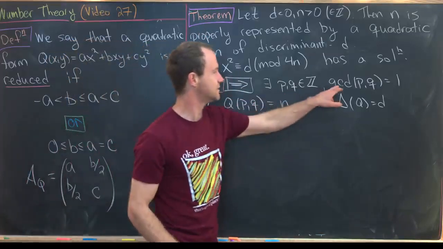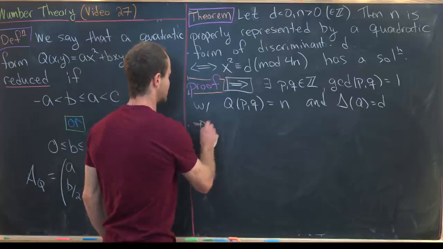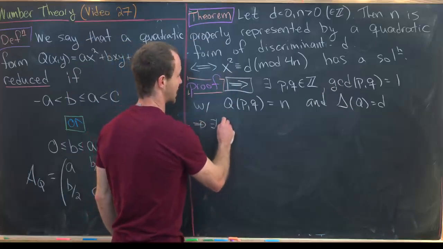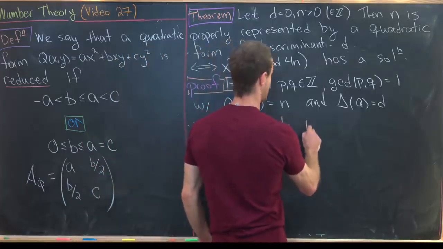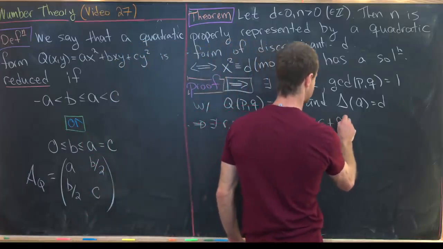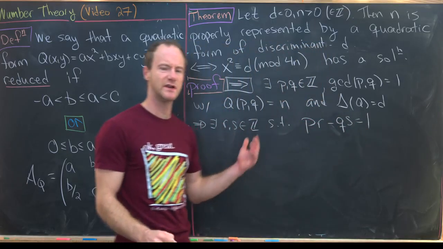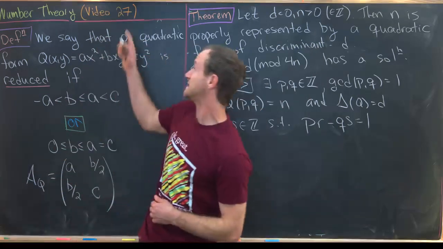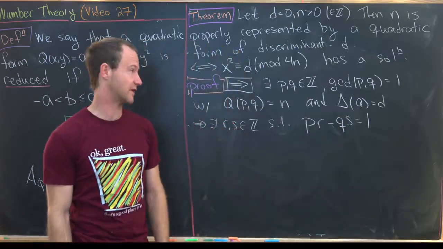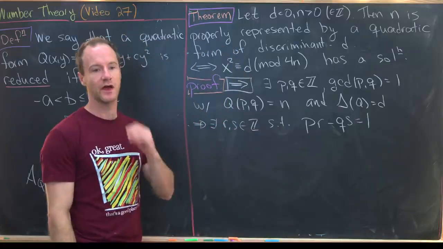So we've got these two things have GCD 1. Well, that really motivates us to find two integers, which I'll call r and s, such that pr plus or minus qs is equal to 1. So we can always do that by Bézout's lemma. I mean, this is 27 videos into a number theory course, so this should be like second nature at this point, hopefully. Okay, great.